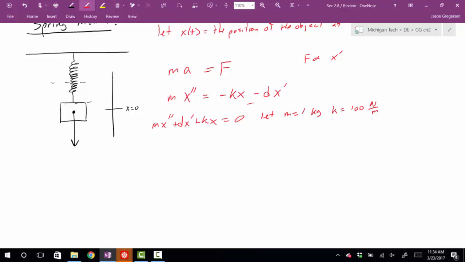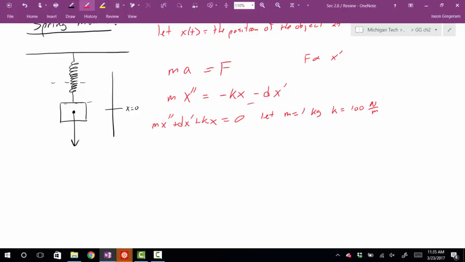And it's very reasonable to assume that these coefficients are constants, because the property of the medium isn't necessarily going to change. The property of the spring isn't necessarily going to change. So it's reasonable to view this as a second order differential equation with constant coefficients that we now know how to solve.